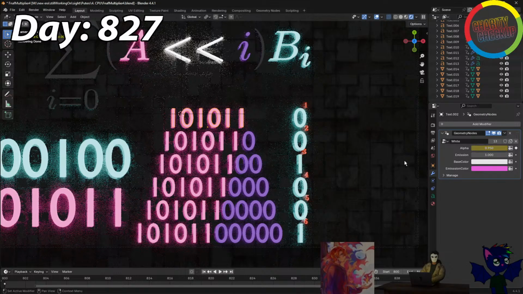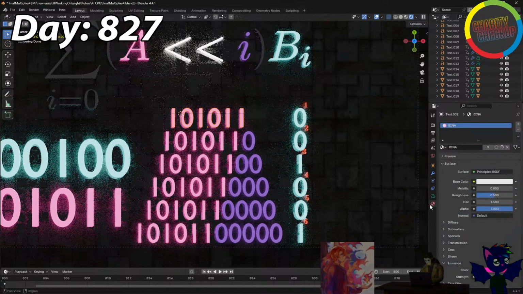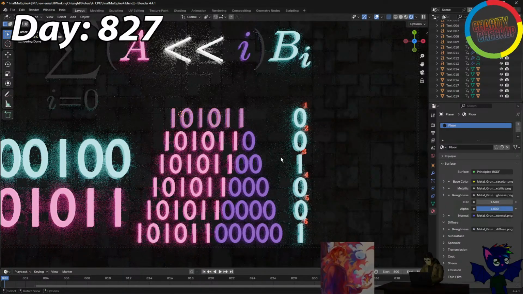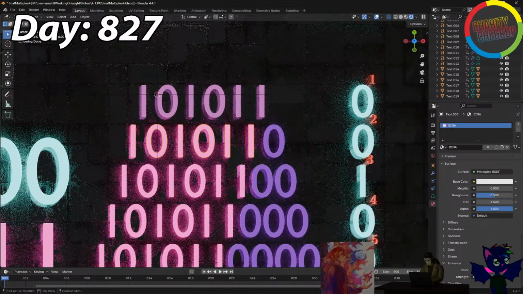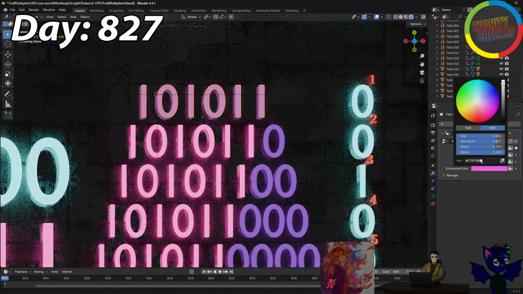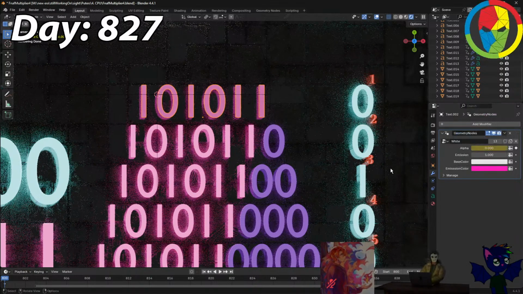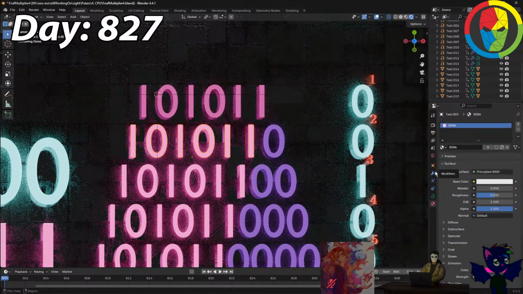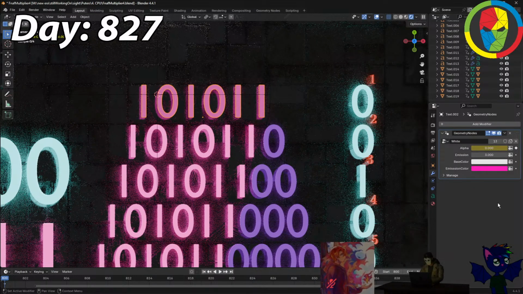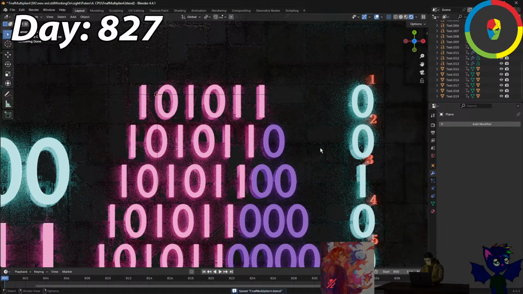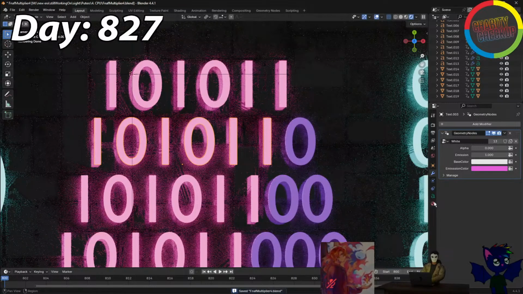Uh-oh, this was supposed to be... Uh-oh. Uh-oh. It's not what it's supposed to be at all. Oh, what is your brightness? 3. Doesn't look right. What have I done?